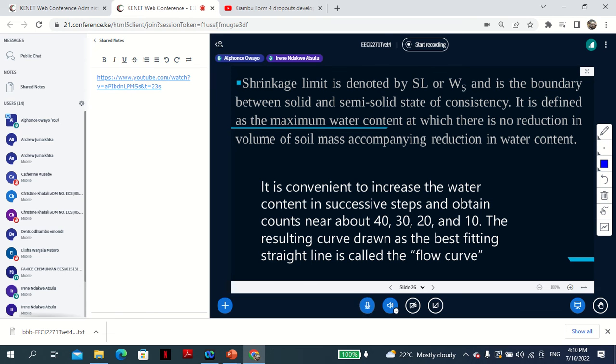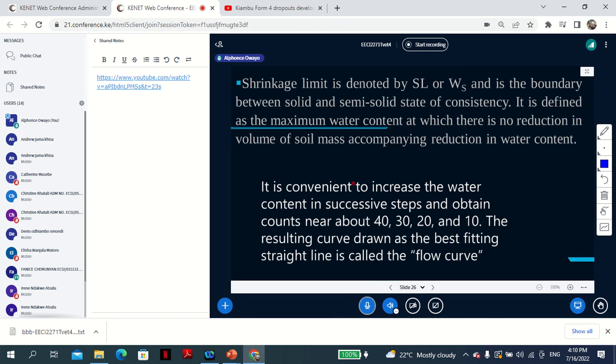Shrinkage limit is denoted by SL or wS and is the boundary between the solid and the semi-solid state of consistency. It is defined as the maximum water content at which there is no reduction in the volume of soil mass accompanying reduction in water content.